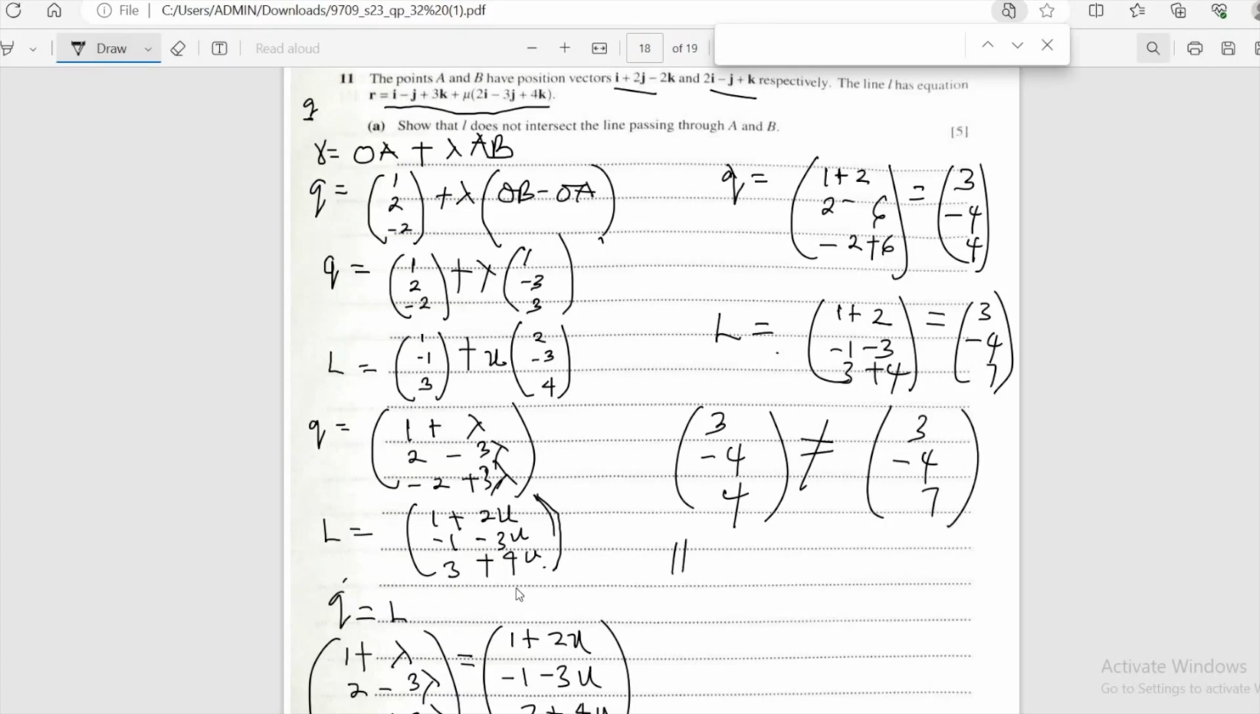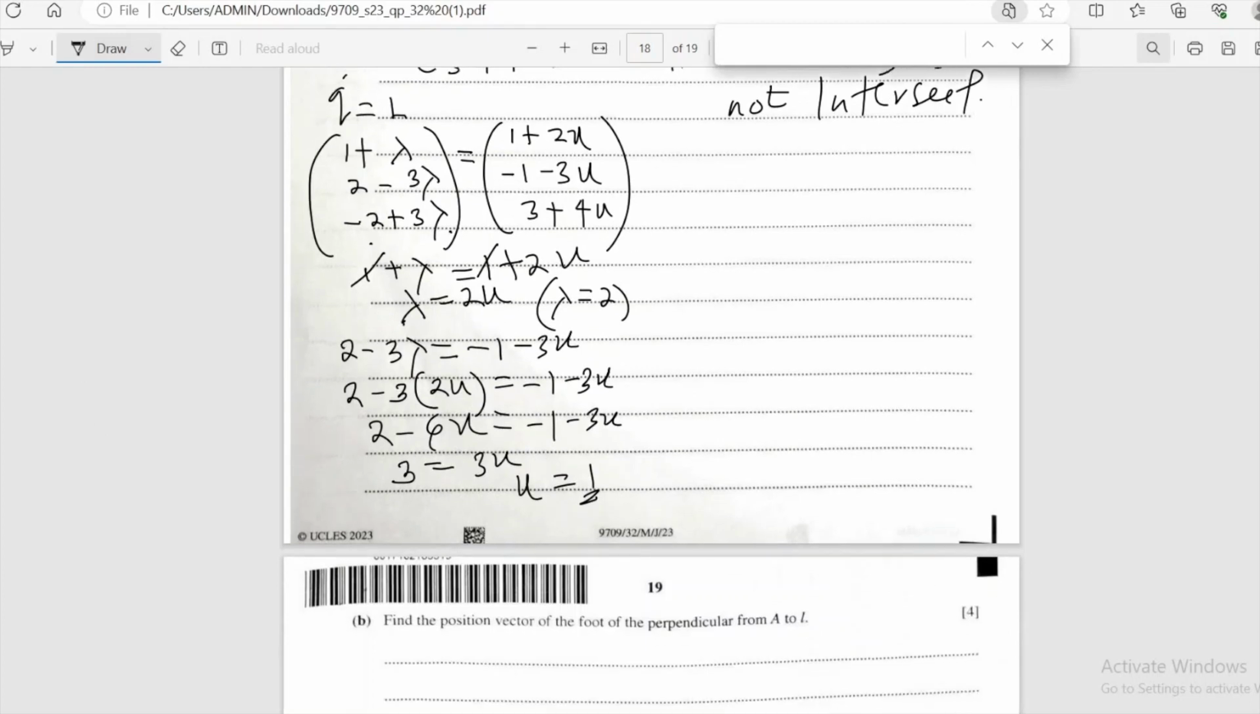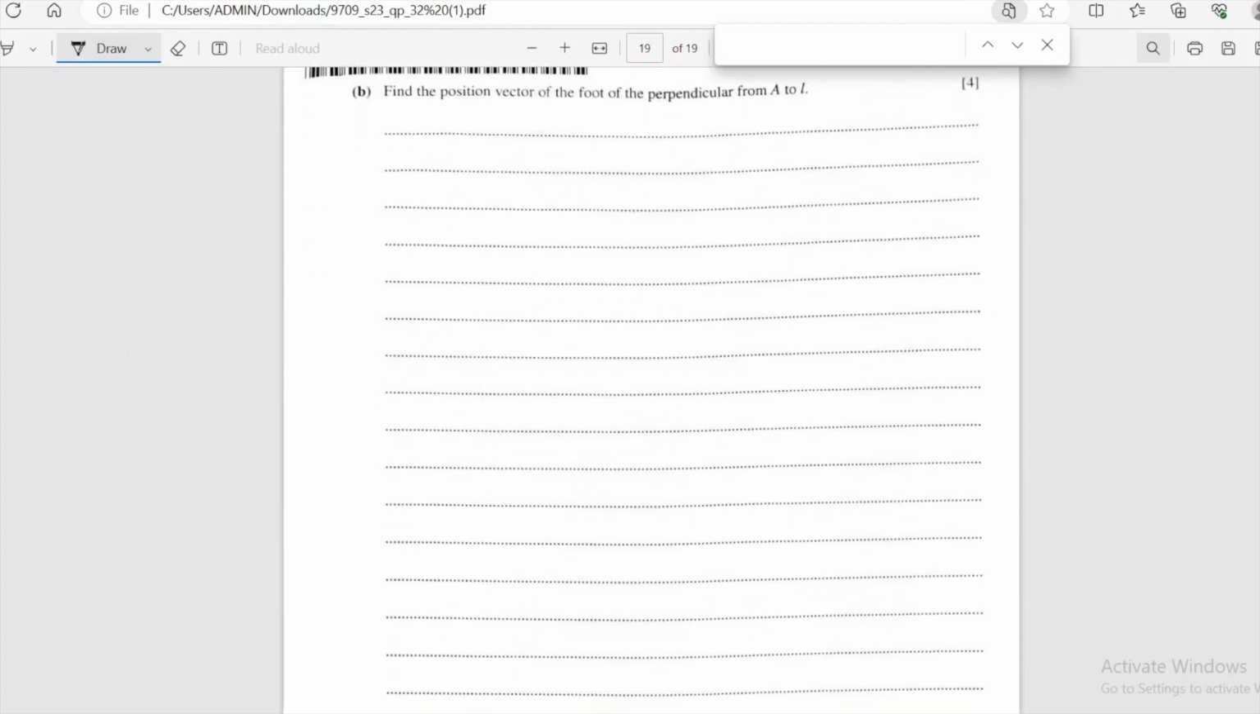So hence, they do not intersect. That's the answer. Next question, which is the last part.